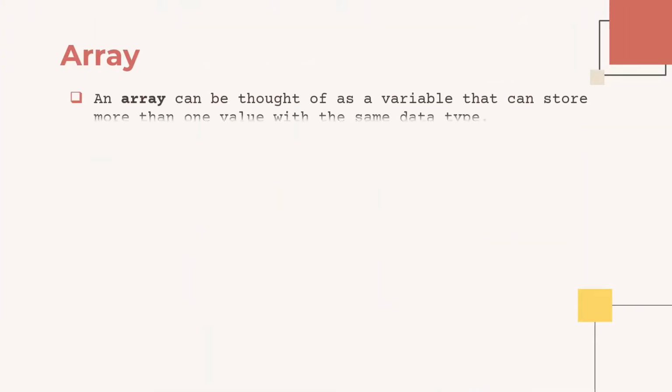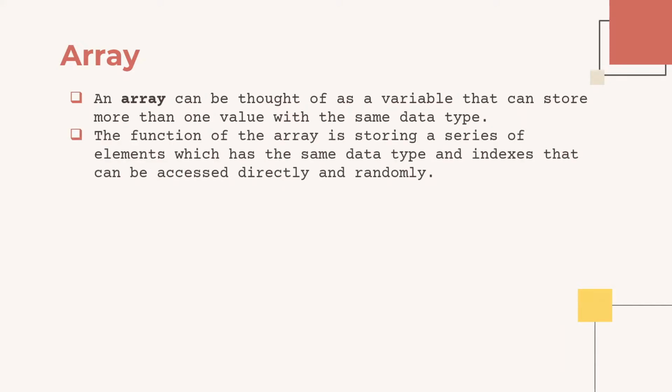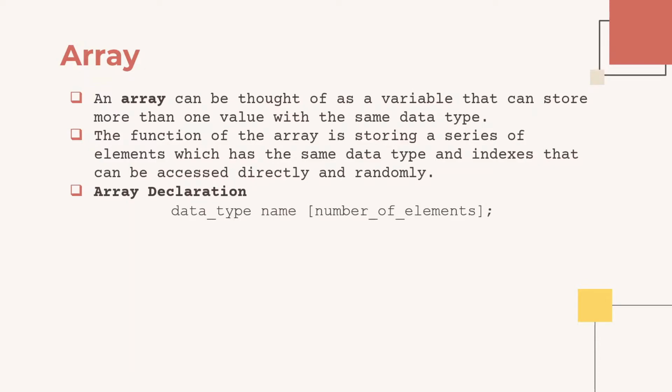An array can be thought of as a variable that can store more than one value with the same data type. The function of the array is storing a series of elements which have the same data type and an index that can be accessed directly and randomly. To declare an array, the format is data type, then the name of the array, and then the number of elements.